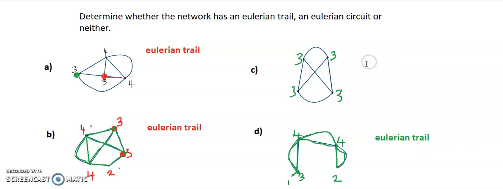So out of all these 4 questions, we had 1 neither and 3 trails. I really hope this is helping you understand what a Eulerian trail is and a Eulerian circuit.